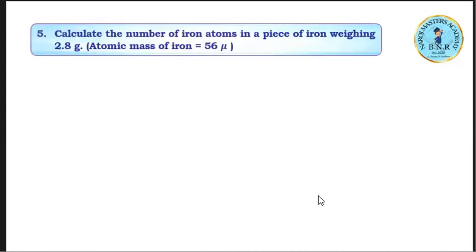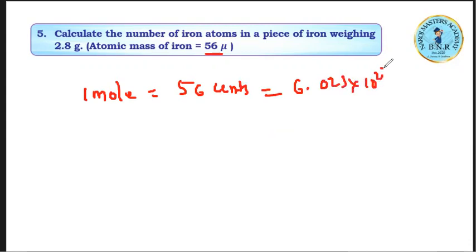Calculate the number of iron atoms in a piece of iron weighing 2.8 grams. Atomic mass is given as 56 units. 1 mole is equal to 56 units, that equals 6.023 into 10 power 23. Then how much do we have? 2.8 units only. Question mark.